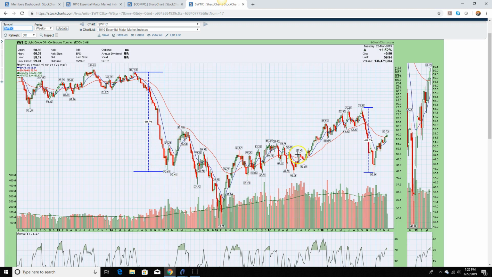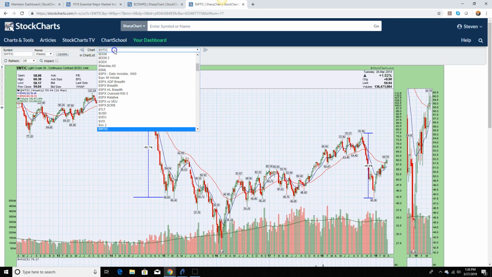Commodities are just kind of sloppier. You can catch a trend, but you better have some good profit taking rules because they're so choppy, right? You catch a trend and it's just chop, chop, chop. We'll look at the breadth here in a second.